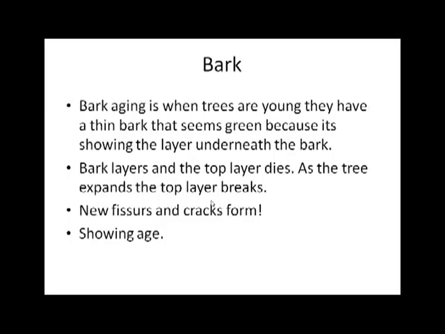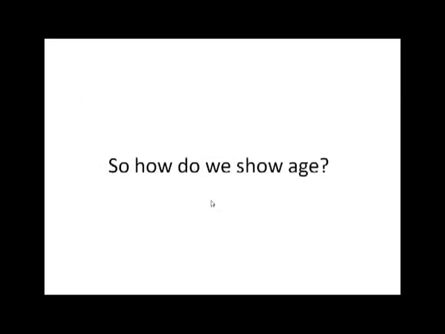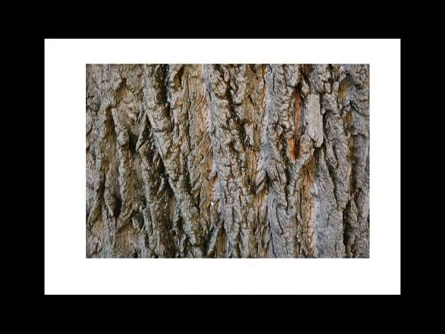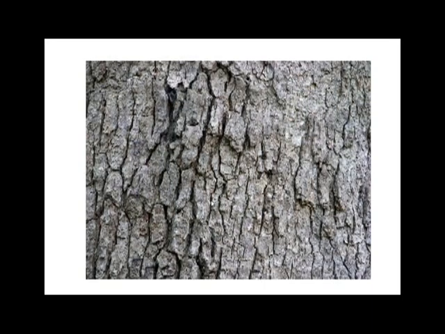Bark aging is when trees are young and they have a thin bark that seems green because it's showing the layer underneath the bark. The bark layers, and the top layer dies as the tree expands. The top layer breaks, new fissures and cracks form, and that shows age. So how do we show age? Draw some crazy looking bark. Just get some reference of crazy looking bark, get some reference of old trees with bark that's been gnarled and destroyed, and just shows how old it is and what the tree has been through. And you should be able to create some awesome looking bark.